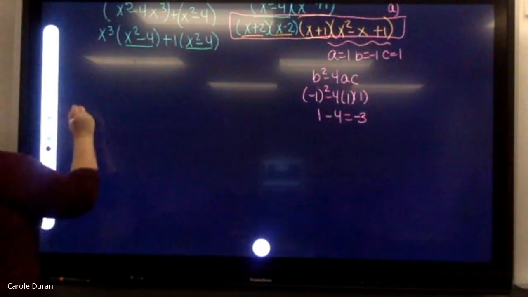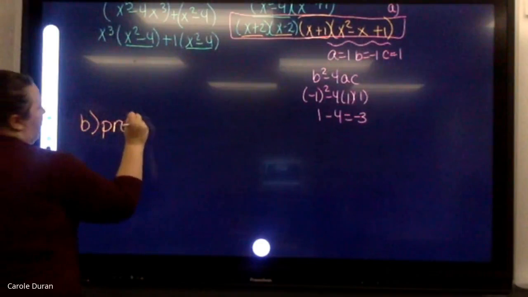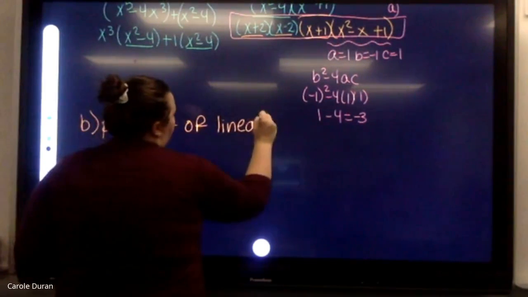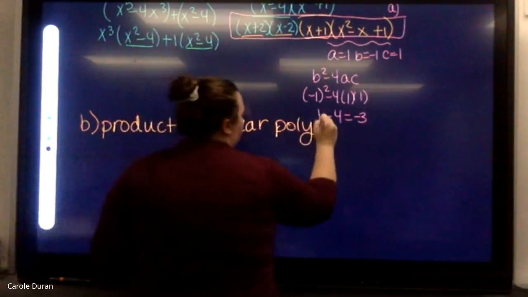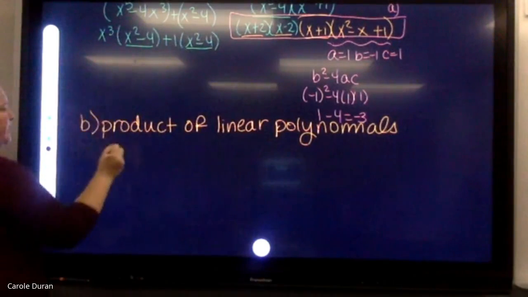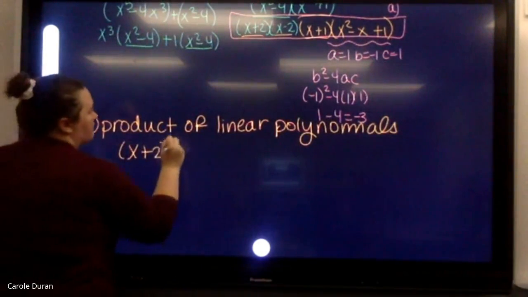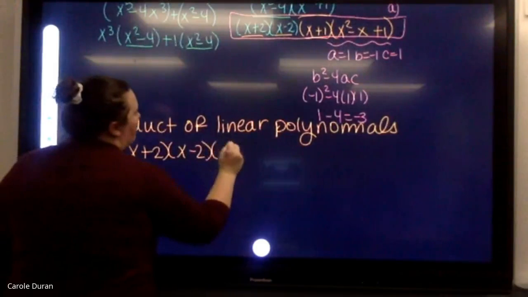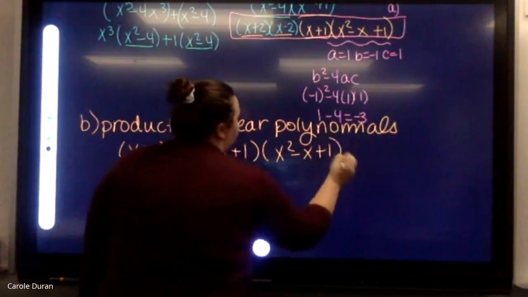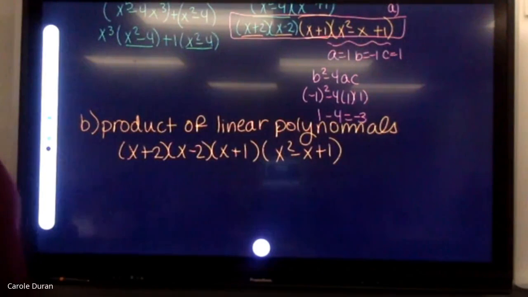So this is part B. I would like to express it as a product of linear polynomials. I have a starting place where 3 of these are already linear, and I will just have to take the zeros of that quadratic and express them as factors. Which means I have to do my quadratic formula.